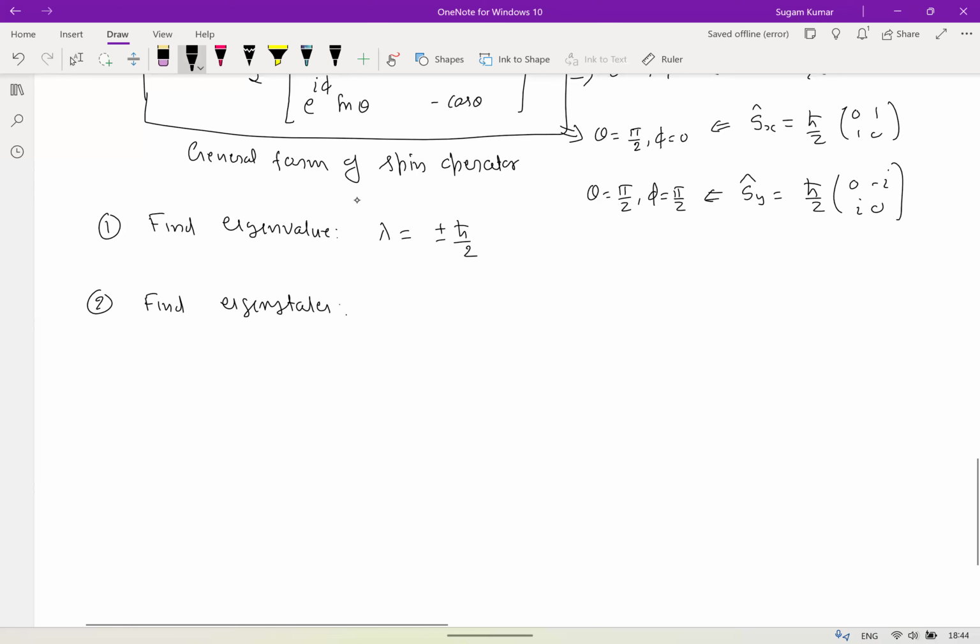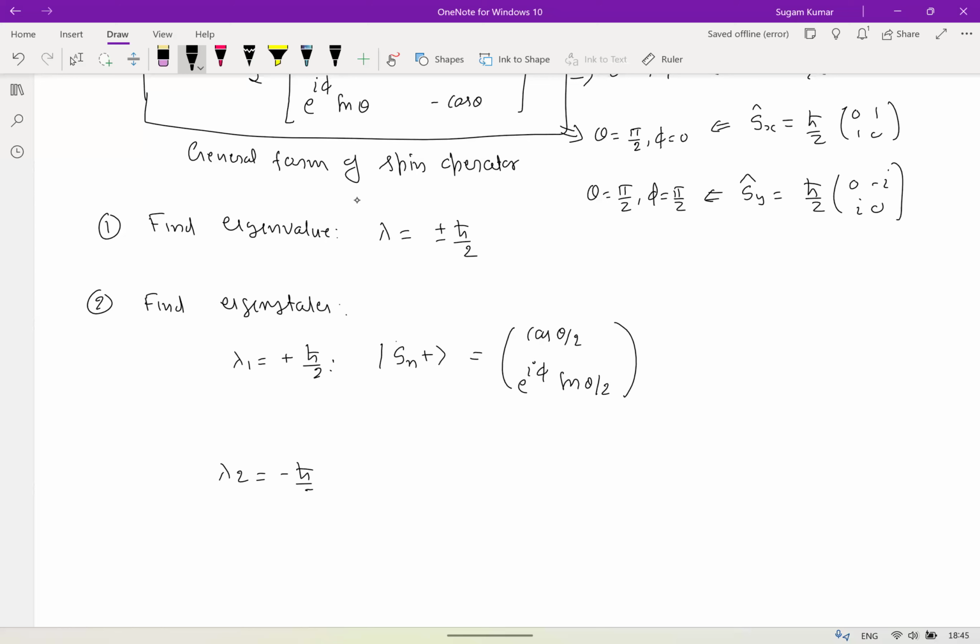So you can see that when the eigenvalue is plus h cut by 2, then the corresponding eigenstate, which I can call Sn plus, is going to be cos theta by 2 and e power iota phi times sine theta by 2. And when the eigenvalue is minus h cut by 2, the corresponding eigenstate is sine theta by 2 and minus e power minus iota phi times cos theta by 2.